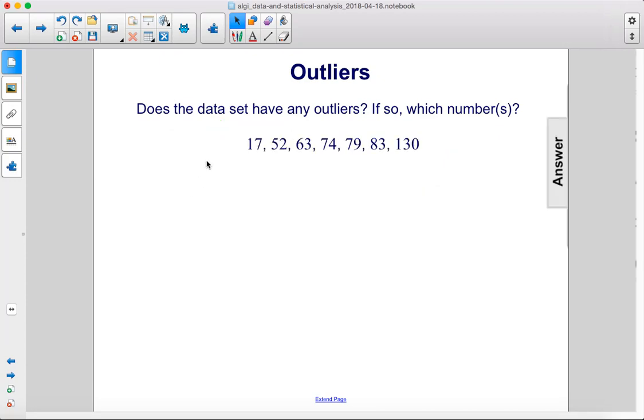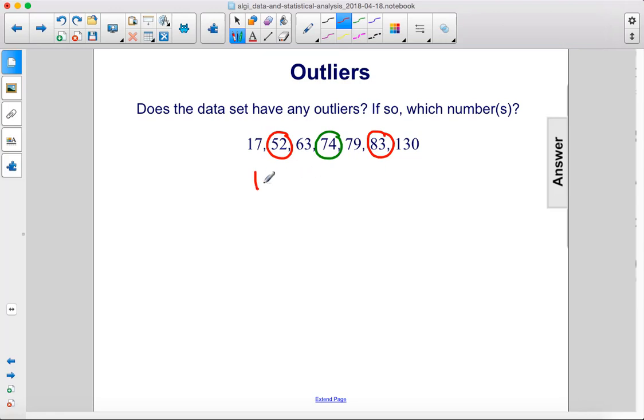Does the dataset have any outliers? If so, which numbers? All right, our median here is going to be 74. Our lower quartile is 52, and our upper quartile is 83. So our IQR equals 83 minus 52, which is 31. 1.5 of the IQR there is going to be 46.5.